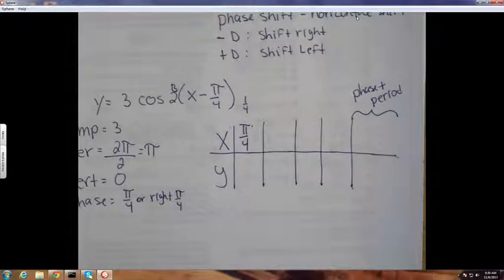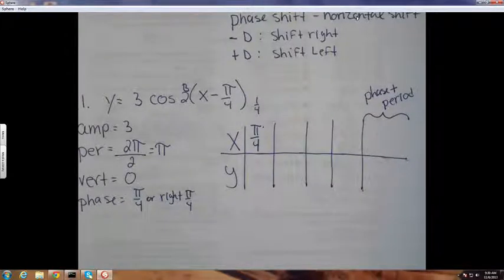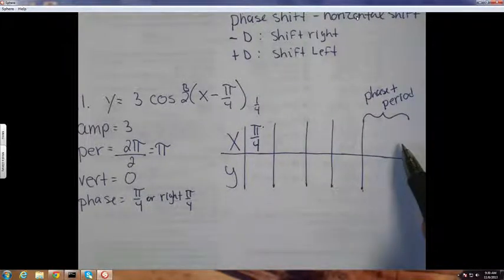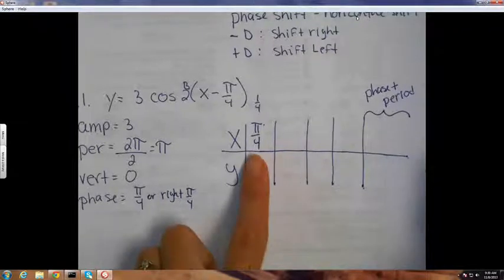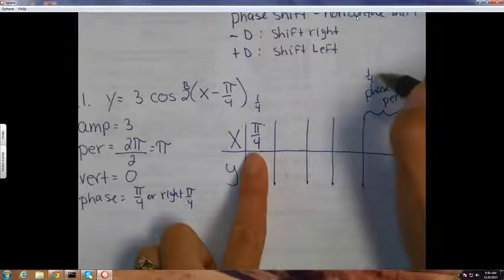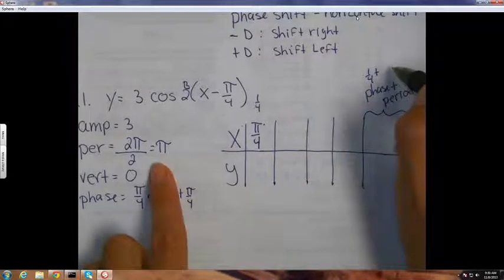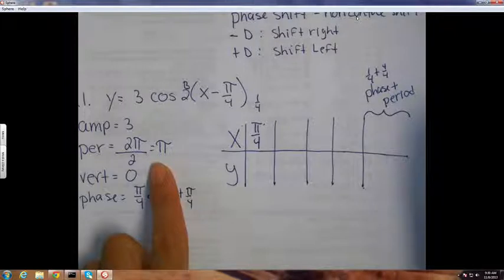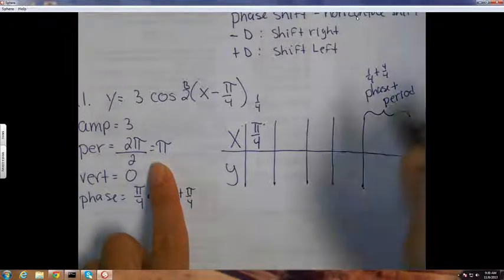Phase plus period is what's going to give you your last value. So our phase was 1/4. Our period is 1 pi. That's 4 over 4. So where's it going to finish at? 5 pi over 4.